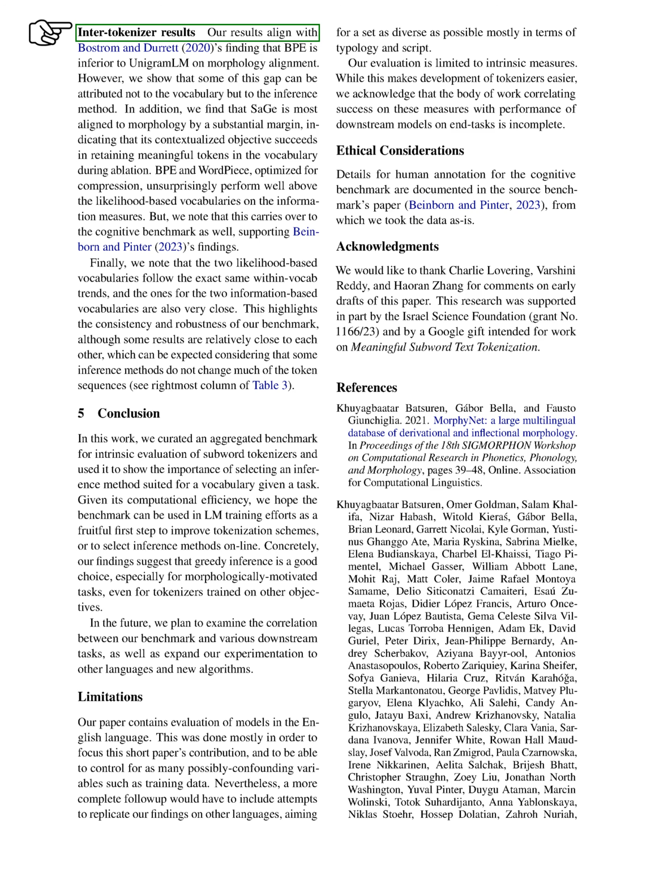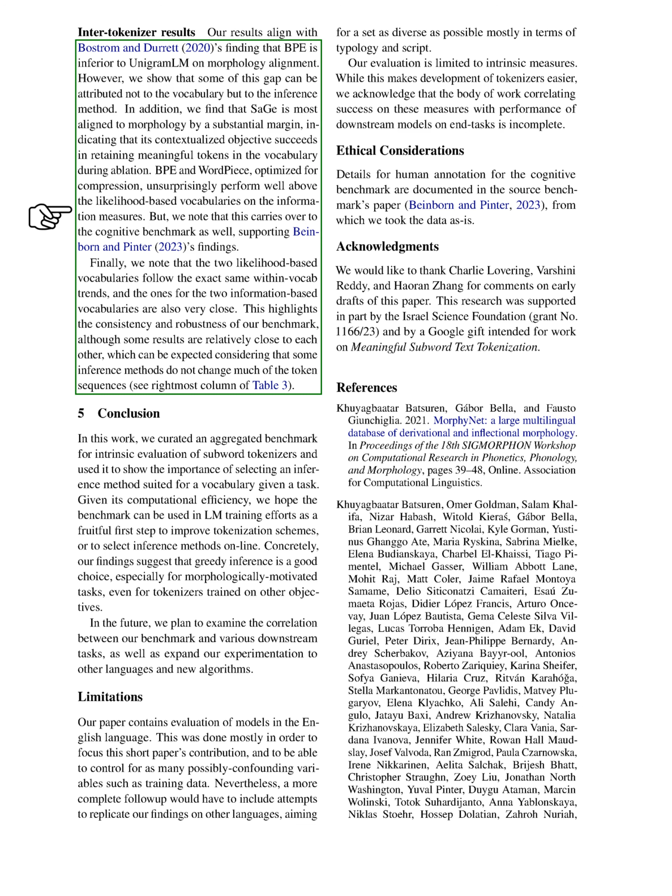When comparing different tokenizers, our findings support previous research indicating that byte pair encoding, BPE, doesn't align as well with morphological structures as Unigram Language Model, Unigram LM, does. However, we've identified that some of this discrepancy can be attributed to the method of inference rather than the vocabulary itself. Additionally, we've found that SAGE significantly outperforms other methods in terms of morphological alignment, likely due to its contextualized objective, which helps retain meaningful tokens during vocabulary reduction.